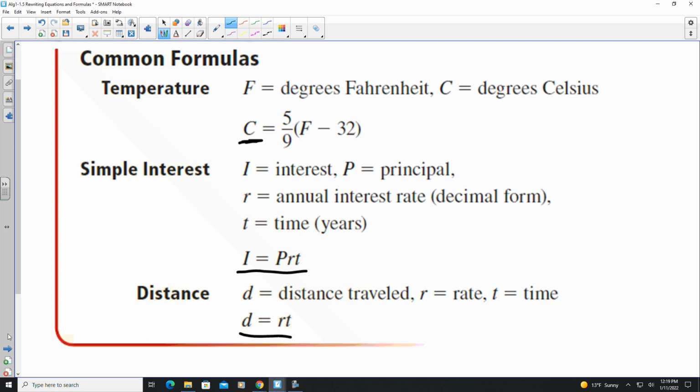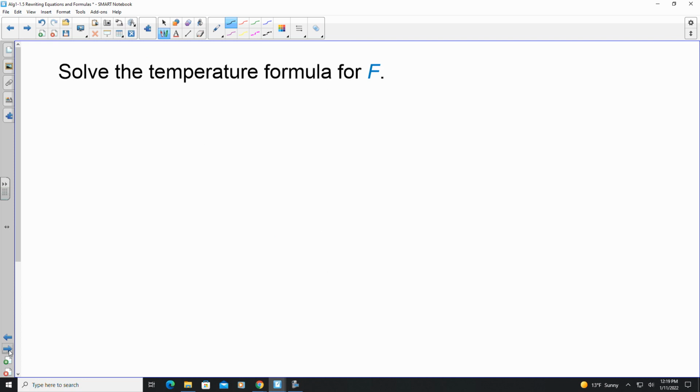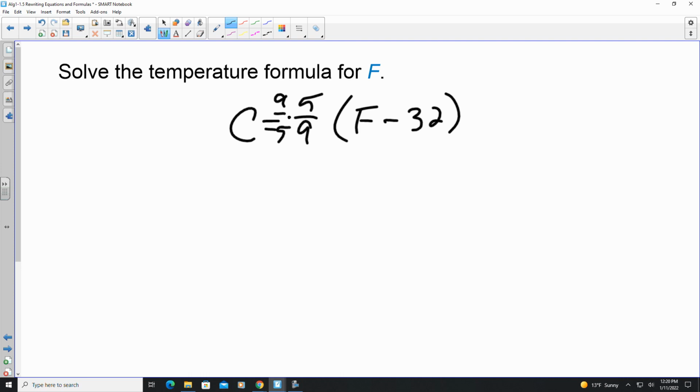So here, they want us to solve the temperature formula for F. Looking at the formula, it is C equals 5/9 times the quantity of F minus 32. So we want to solve for F. Here's how we go about doing it. We've got to get F by itself. So I look at this 5/9 and I want to get rid of it on this side of the equation. In order to do that, I multiply both sides by the reciprocal, which is 9/5.